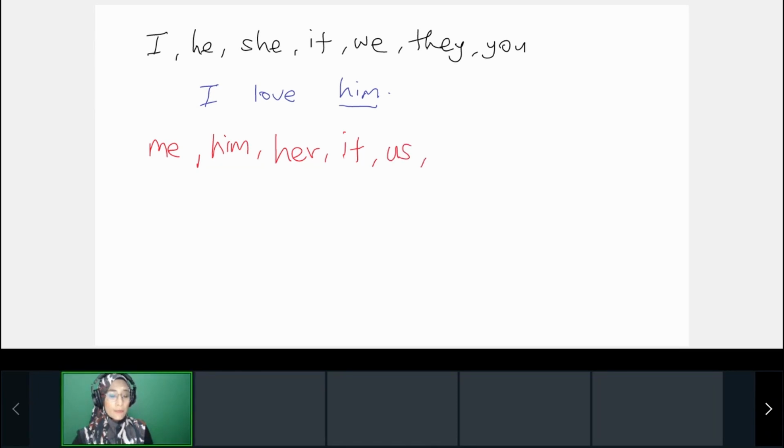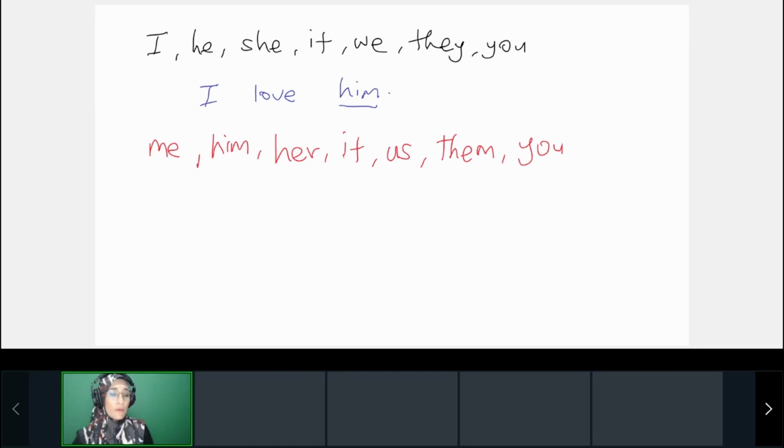We will be us. We don't say "I love our." No, I love us. They will be them. And you will remain as you. So if you want to create a sentence, it can be as simple as this: I love him. I love it. I love them. I love you. So this is another type of pronouns.